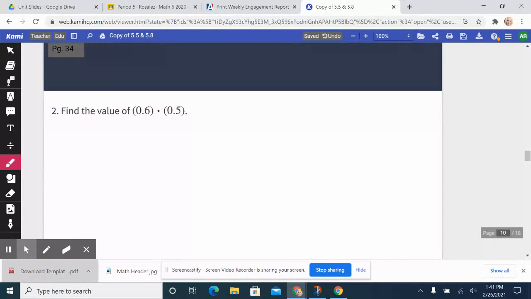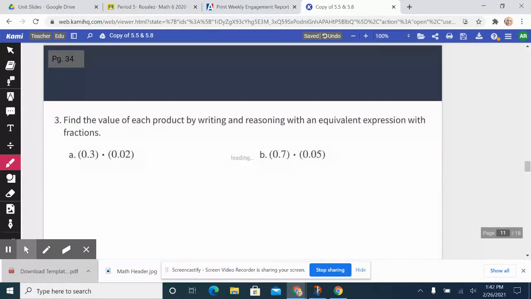Find the value of 0.6 times 0.5. This is similar to what I did in the very beginning, right? If you know 6 times 5, that's 30. Well, I can move my decimal over 1, 2, 1, 2, and I would get 0.30. So I don't need to do all of the long math if you understand how decimals work. Okay, let's do a couple more.